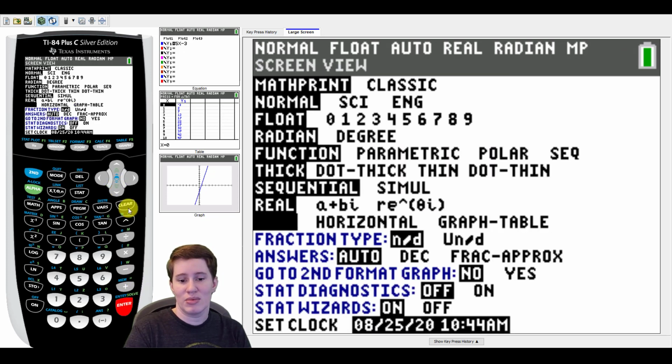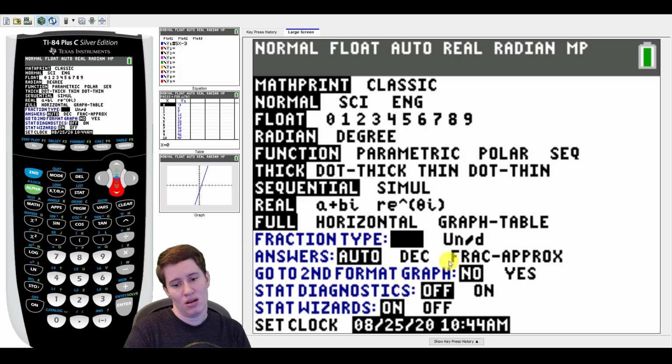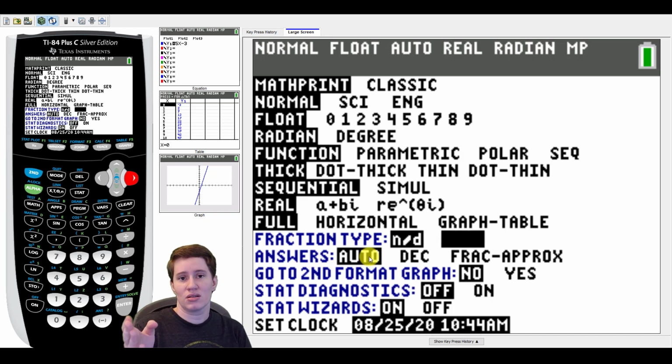Okay, the reason I came in here though is our fraction type. I wonder if the second one here gives us mixed numbers. I'm ending up accidentally discovering new things as I go through this. What I wanted to show was that answers down here, auto, decimal, fraction, approximation, if you are wanting it to always give you a fraction, you could click or press fraction approximation, and it will always try to give you a fraction no matter how you enter it in.